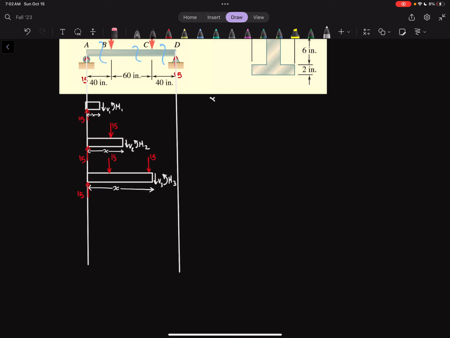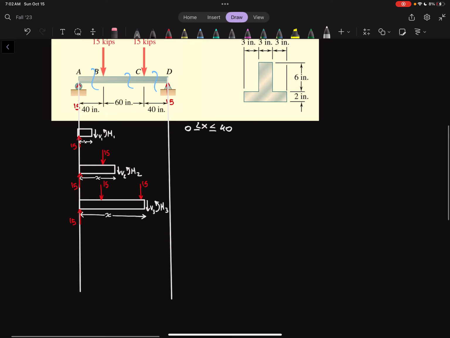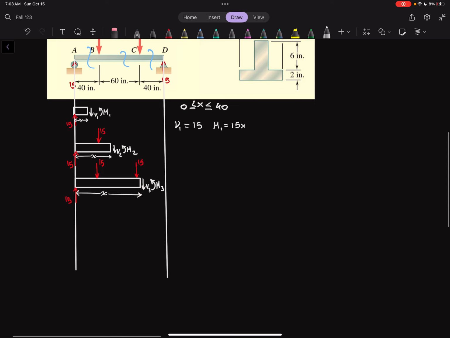And so now we can say that this is valid from 0 to 40 inches. And our V1 equation would really be 15, and that's pretty much it. And then what about our moment equation? Well, it would be 15 times X. So we can now evaluate them.